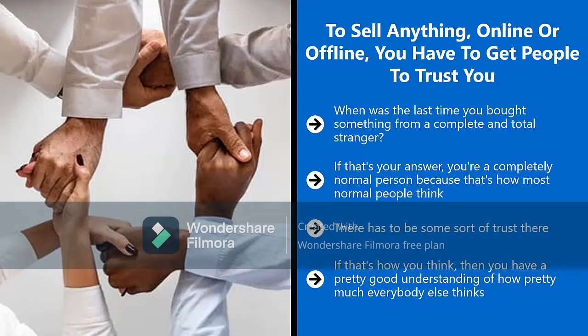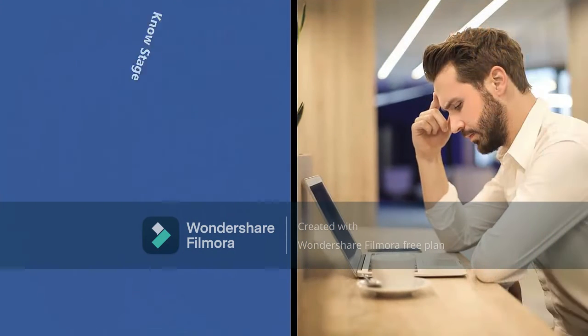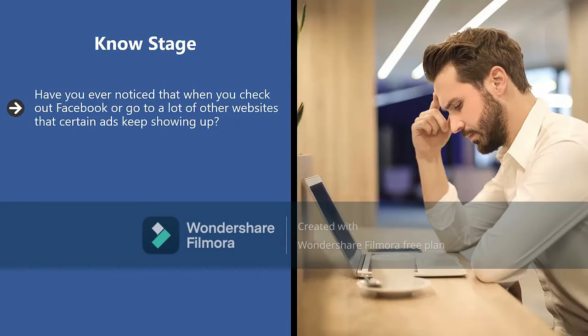This is why the sales funnel is broken down into 3 stages. It all leads to trust. Know stage. Have you ever noticed that when you check out Facebook or go to a lot of other websites that certain ads keep showing up? You may be thinking to yourself, why is the company behind that ad blowing all that money to keep showing me the same ad over and over?